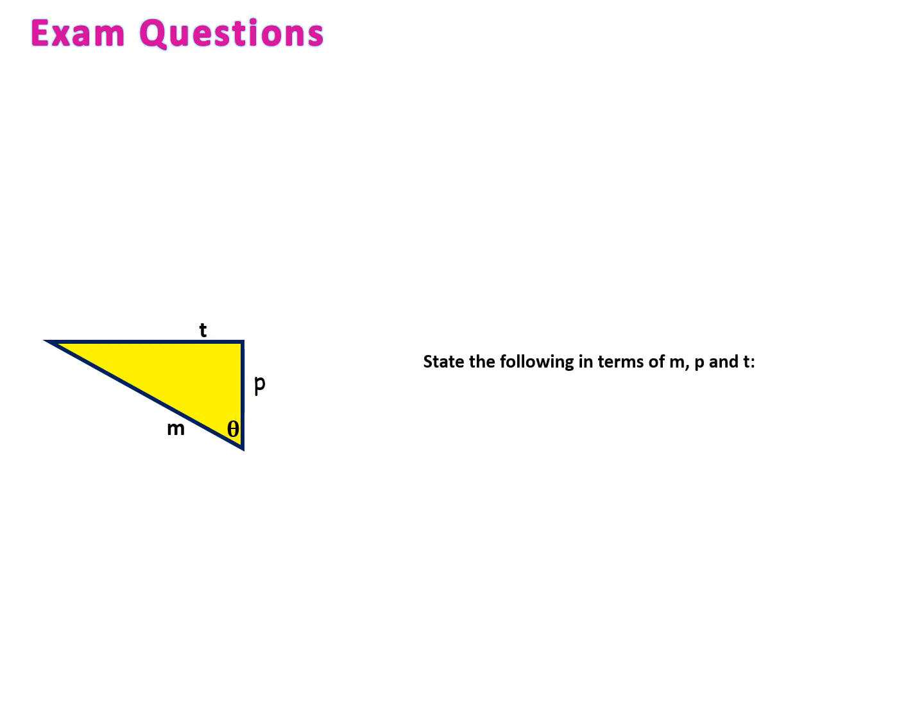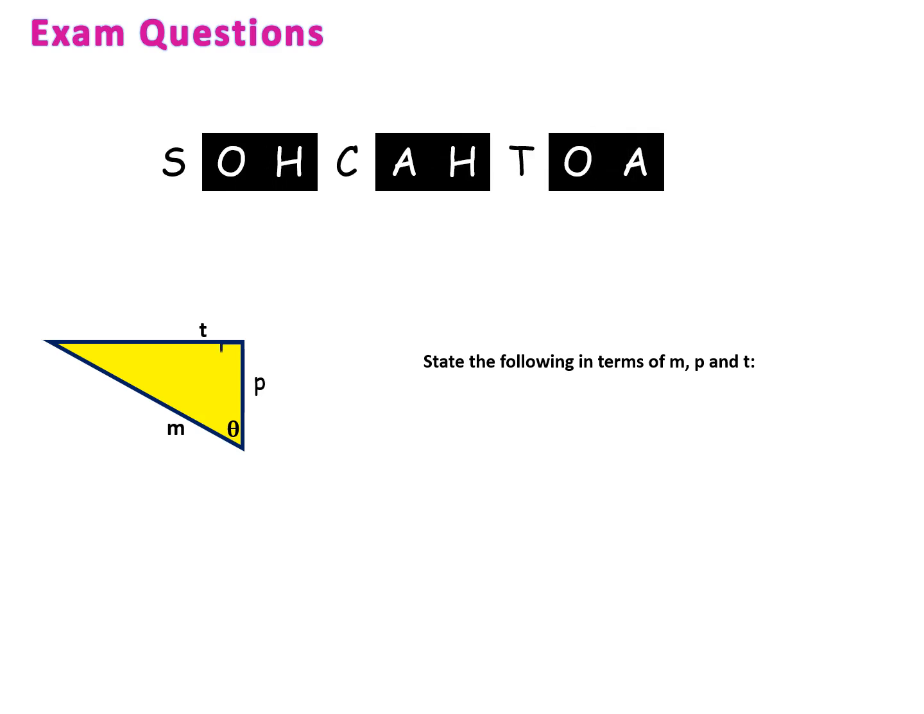Let's try one more that I have seen asked in a previous exam. You're given a triangle and you're asked to state the following in terms of M, P, and T. And they've given you a little triangle, they've labeled the sides for you. And we are going to work with that little angle. We call it theta. I'll come back to that in a minute. The angle opposite my right angle is the hypotenuse. The side opposite the angle I want to work with is known as my opposite side. And next to is my adjacent side.